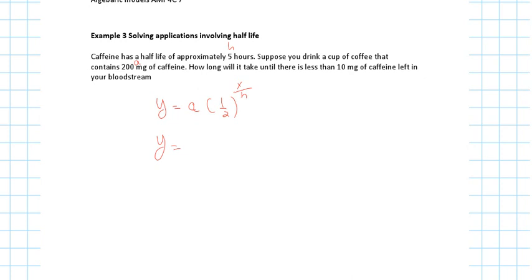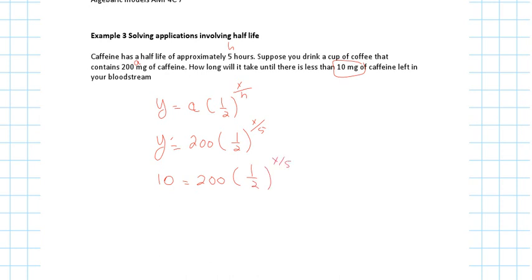200 times one half to the power of x over 5. So now, now what? How long will it take until there is less than 10 milligrams of caffeine left in your bloodstream? So log it. Now, what's given to you? What's that 10 milligram? X should be the time. How long does it take? Y, so you have 10 milligram left. So this is your milligram. This is how much you have left in your bloodstream. That's y. And I'm looking for the time. I'm looking for x.